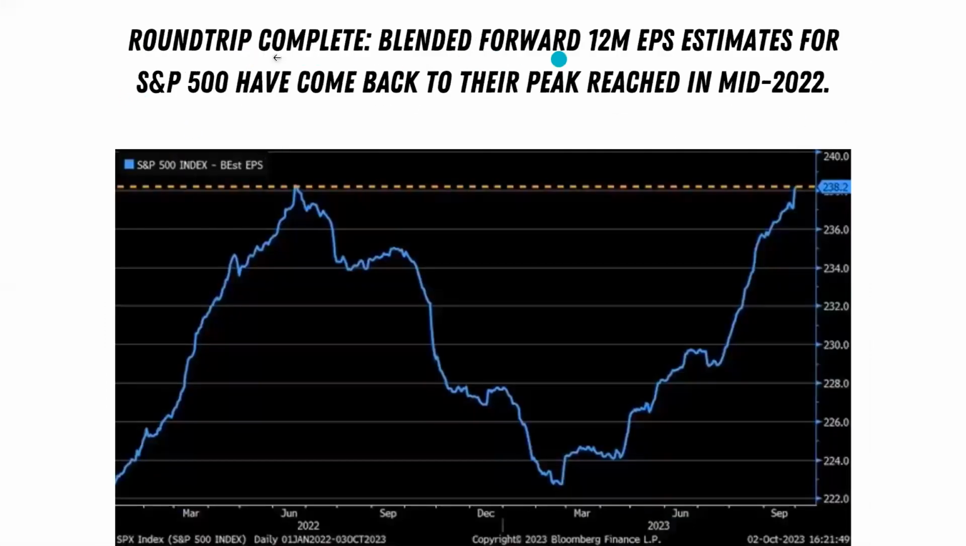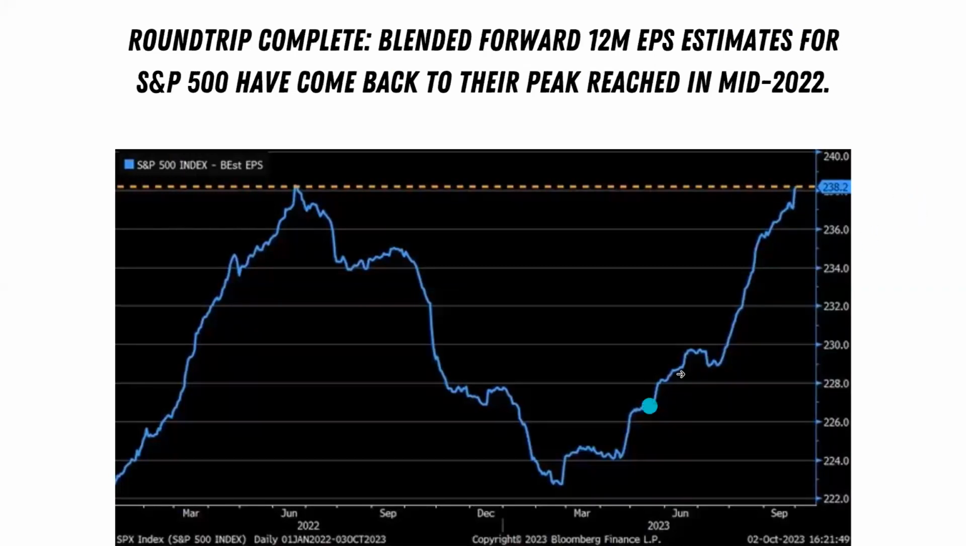Now, when you take a look at the round trip, all right, basically this is the blended forward 12-month EPS estimates for the S&P 500. They've come back to their peak reached in mid 2022. So they've basically done a round trip, right? And this is from Bloomberg. You can see the S&P 500 index EPS. All right, this is June 2022, and we've basically come around and done a round trip over there.